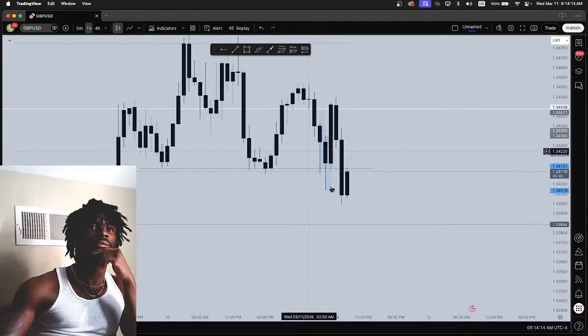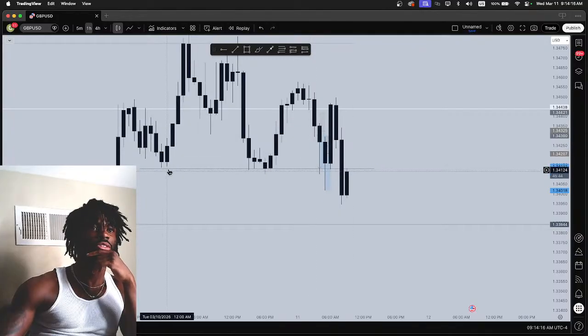And this one right here, I'm looking to see price actually closed below the low. It didn't close below here, didn't close below here. It finally actually closed below here. So this would be a break and retest setup.